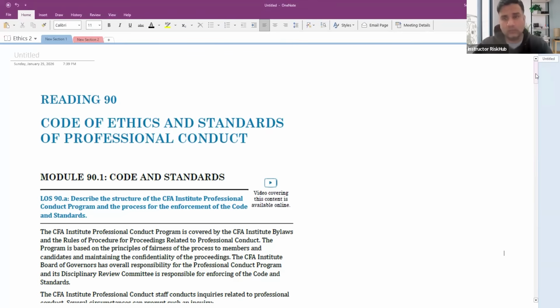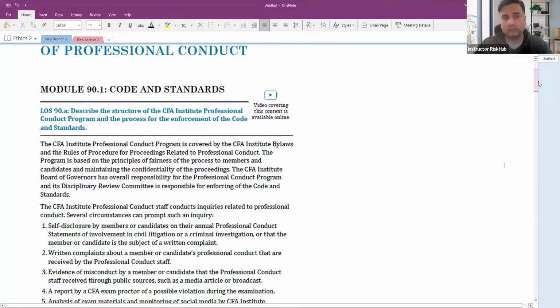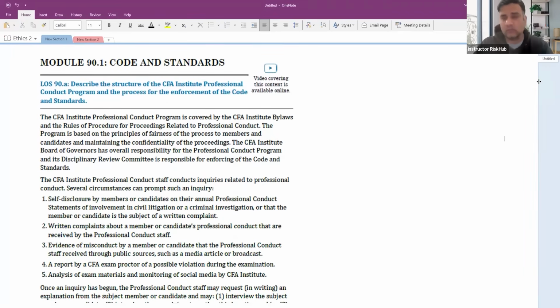Now we are going into the code of ethics and the standards of professional conduct. Please keep in mind that this is one of the most examinable readings in the entire CFA curriculum. A few questions definitely come from this reading. So pay attention, right? Not very difficult, but you have to pay attention to small points. So the first module, module 90.1, is about code and standards.